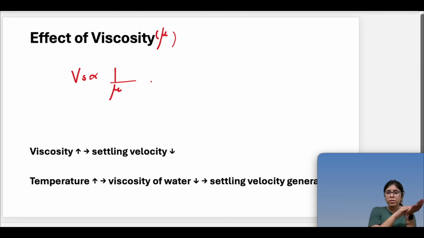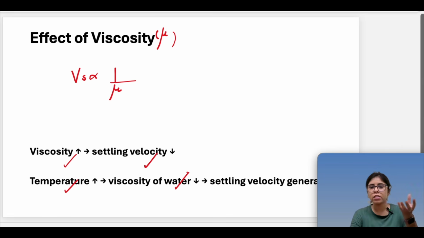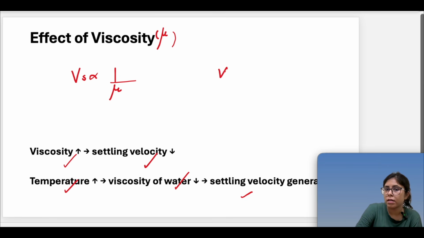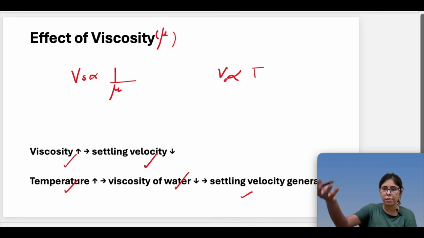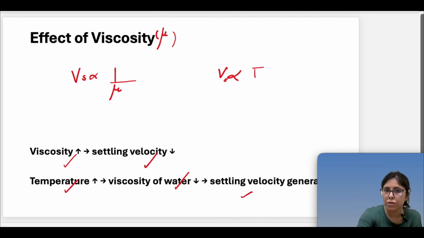Higher the viscosity, lesser will be the velocity, right? So viscosity is higher, settling velocity will be low. And I can also say that if temperature increases, viscosity decreases. Why? If you are heating the oil, it becomes less viscous, right? So an increase in temperature reduces the viscosity of water. And if viscosity is reduced, settling velocity will increase. So settling velocity is dependent on temperature as well. I can say it is directly proportional to temperature. Higher the temperature, higher will be the velocity, right? So this is the effect of viscosity.